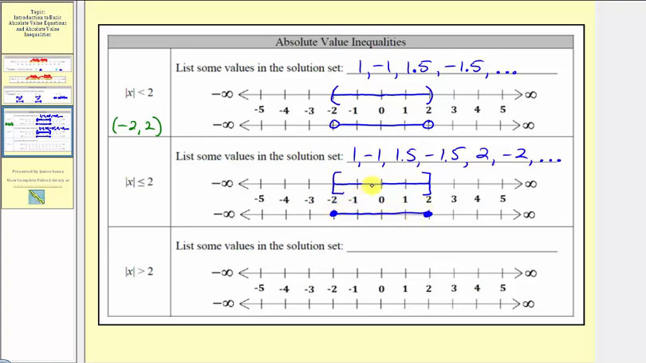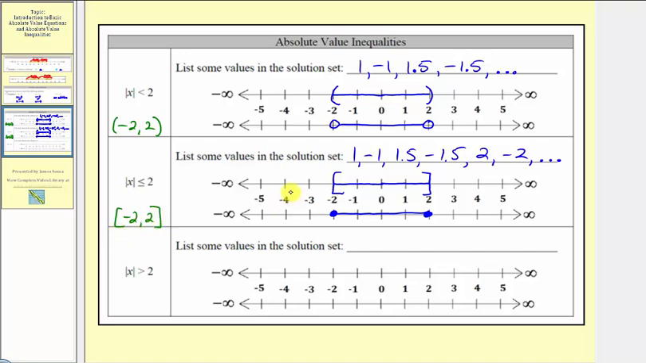This interval includes all the values that are less than or equal to 2 units from 0. All the values to the left of positive 2, including 2, and all the values to the right of negative 2, including negative 2. Using interval notation, this would be the closed interval from negative 2 to 2. So we use square brackets indicating the endpoints are included.